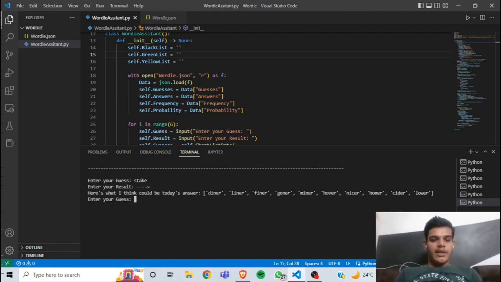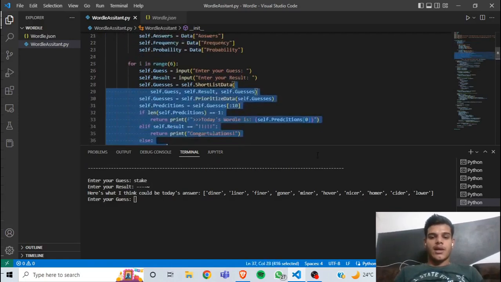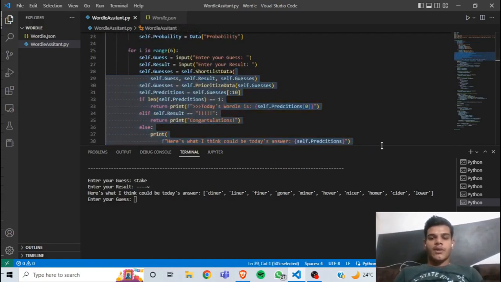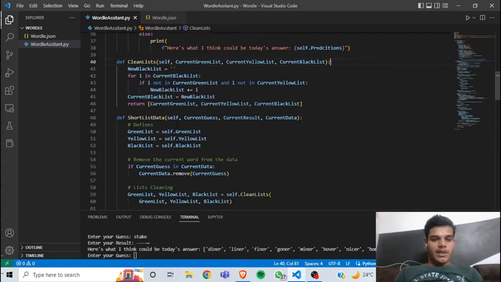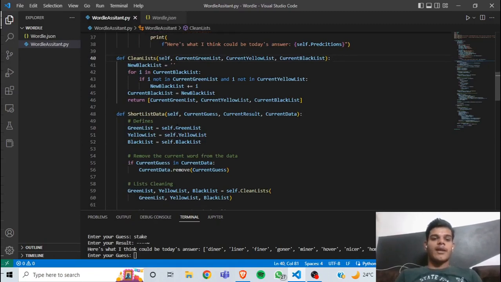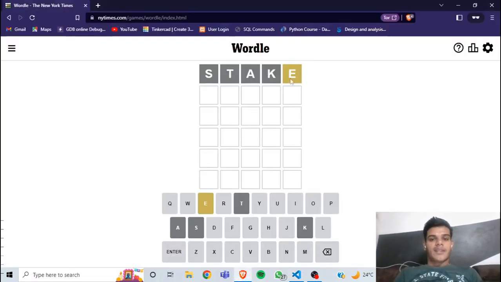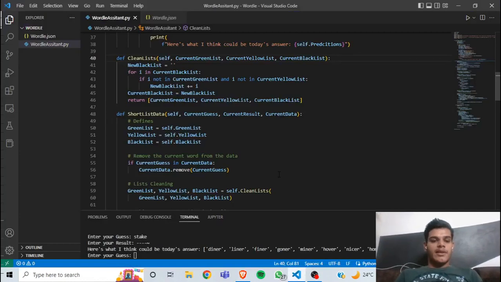So basically it gives us today's answer, and it gives us the shortlisted data by running this command. It has shortlist data by which it checks the probability and the frequency of the letters, and whether they match the same position or not. In the Wordle game, if a letter has a green color, then it is at its correct position. And if it has a yellow letter, then it is there in that word but not at its correct position. So basically, it checks in shortlist, in this function.